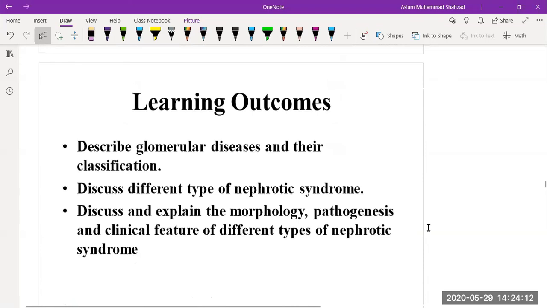So what are the learning outcomes for this topic? We described glomerular disease and its classification, discussed different types of nephrotic syndromes, and discussed the explanation, morphologic pathogenesis and clinical features of different types of nephrotic syndrome.